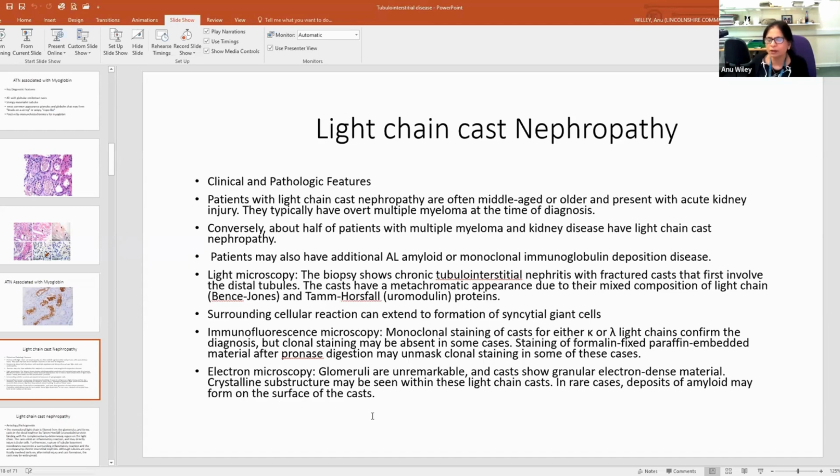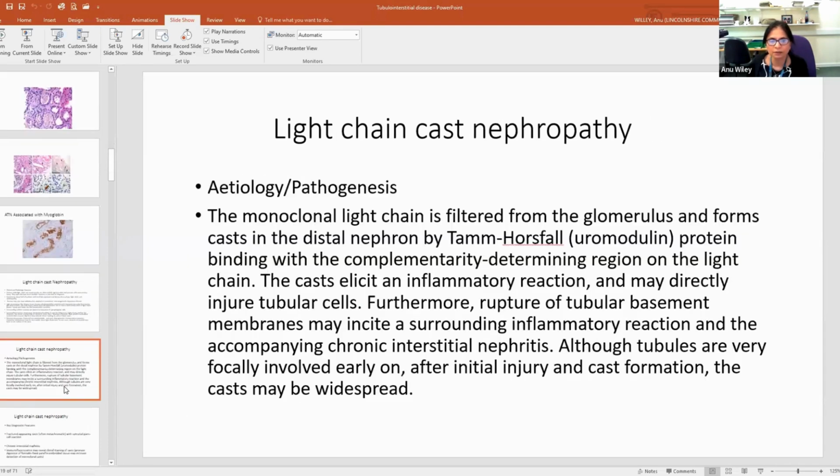Electron microscopy, although it's very useful in most kidney diseases, in tubulointerstitial diseases is not of much help unless it's something like light chain proximal tubulopathy. So electron microscopy is not of much help in the diagnosis.